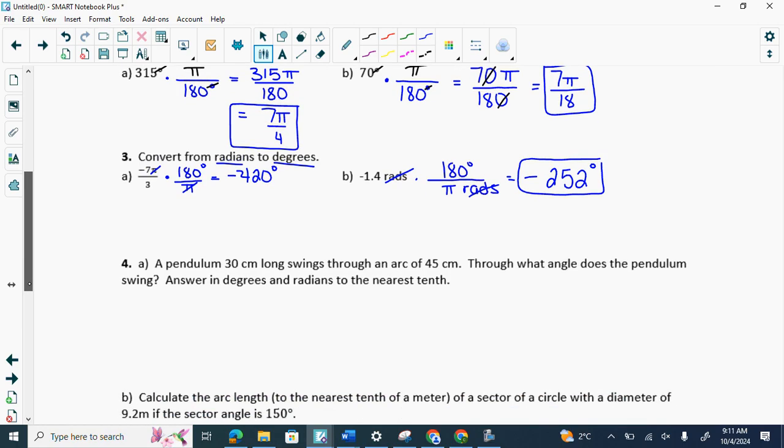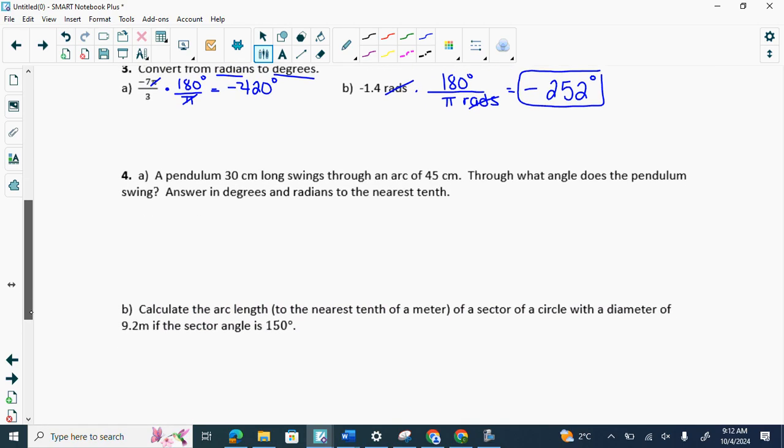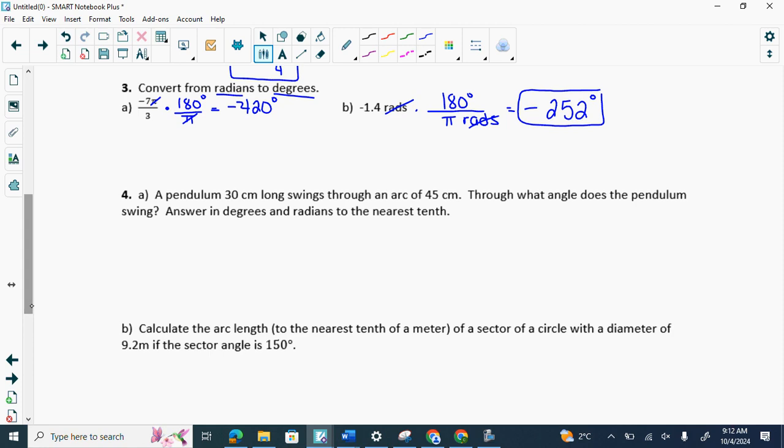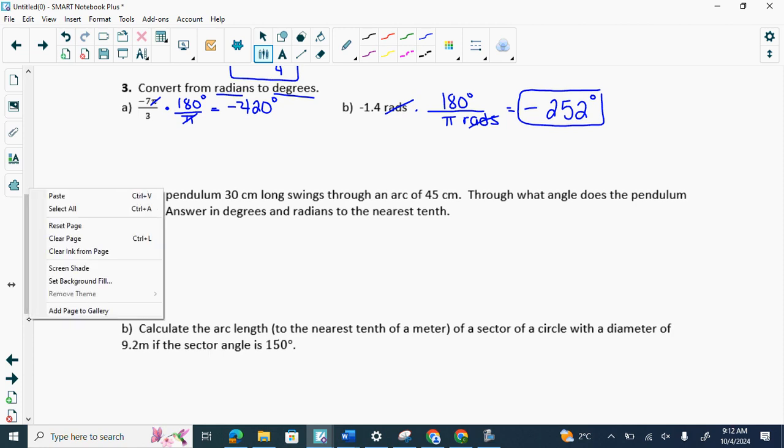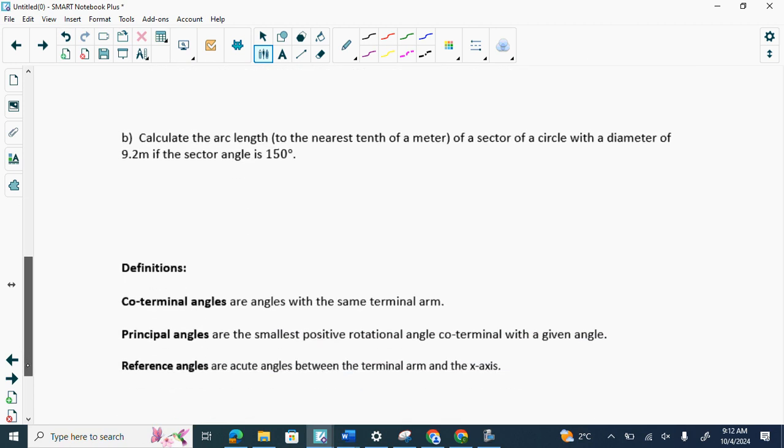We're going to bypass 4 for a few seconds here. It's like its own little island of information. We're going to go to coterminal.